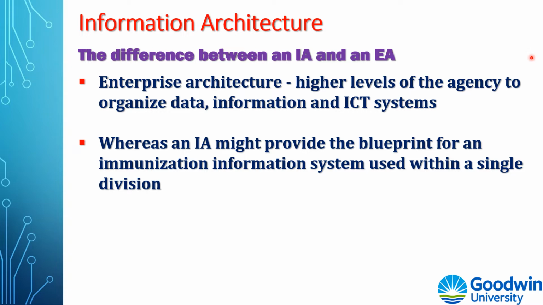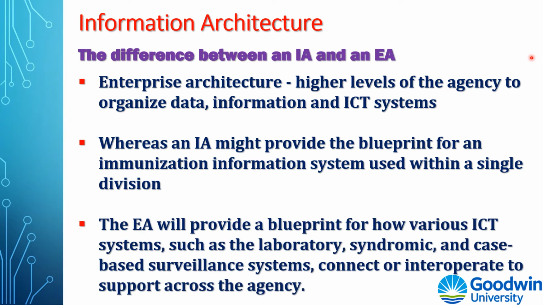So the blueprints need to obviously align with the enterprise architecture, but they also need to align with all the other information systems that are developed in-house that go together, or outside information that needs to be exchanged. So the EA will provide the blueprint for how various ICT systems, such as laboratory, syndromic and case-based surveillance systems, connect or interoperate to support across the agency. So that makes sense, right?